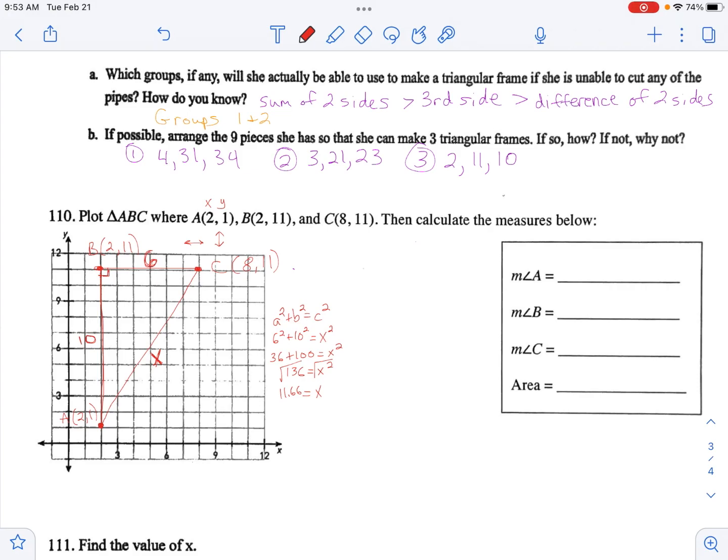Which we didn't need, but hey, there you go. So we didn't need that value actually. That would be for the length of AC, and it did not ask us for that. But now at least you have practice. Let's figure out what we do need.